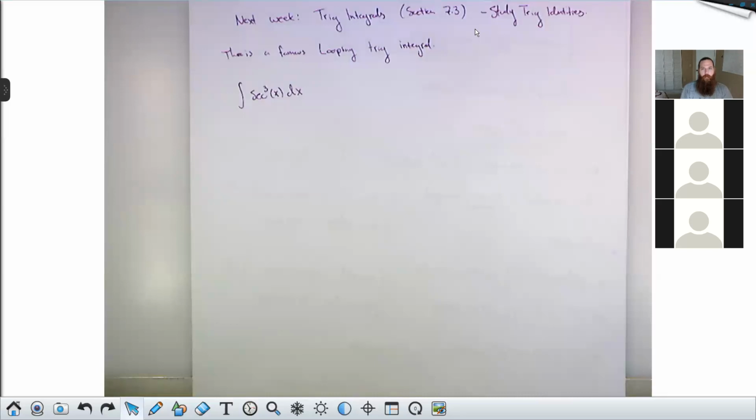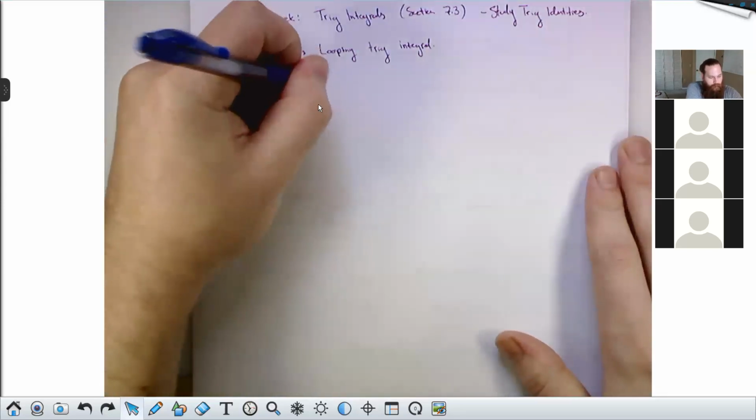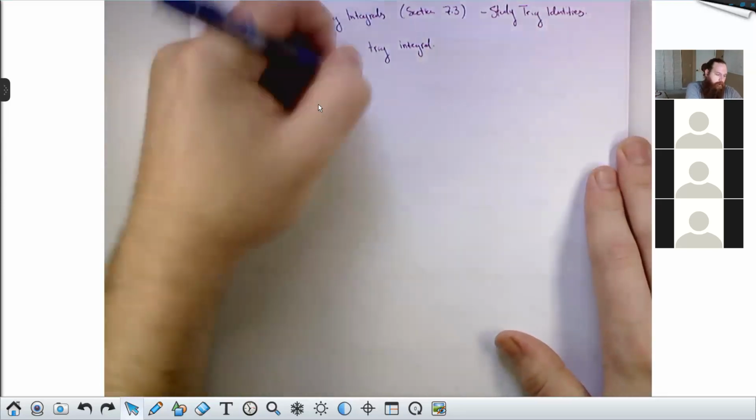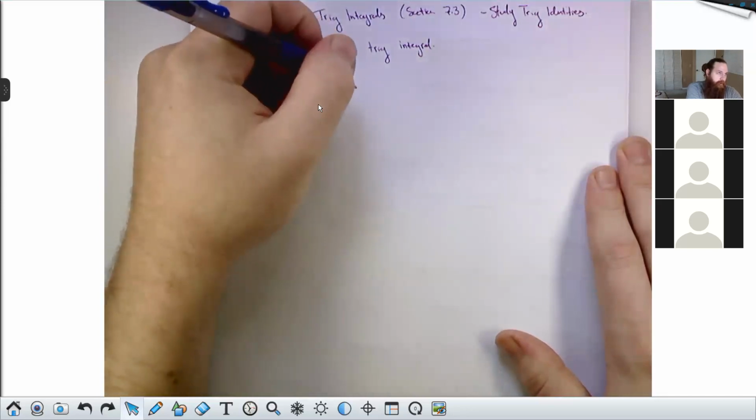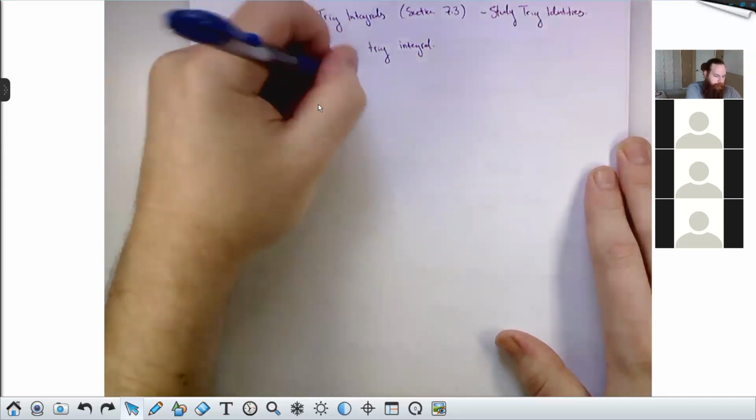And those will handle most of what we're going to do in section 7.3, but this guy's special. Anytime you see an odd power of secant times an even power of tangent, that is also special in the same way. So I want to show you how to do this. This is also a looping integral. The trick to integrating secant cubed is to think of it as secant times secant squared.